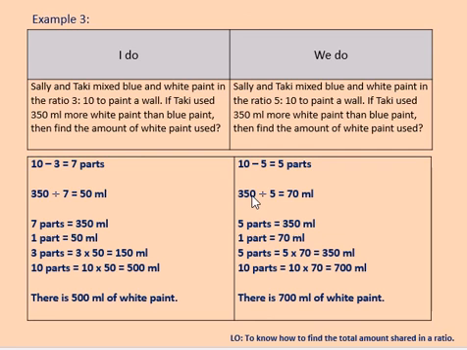Find 1 part by doing 350 divided by 5, which is 70. So 1 part is worth 70 millilitres. We need to find the amount of white paint used. So we're looking at this part. 10 times 70, which gives 700 ml. So there is 700 ml of white paint. Please mark that in green pen, and you're doing really, really well if you got that right, because these are some tough questions, to be honest.